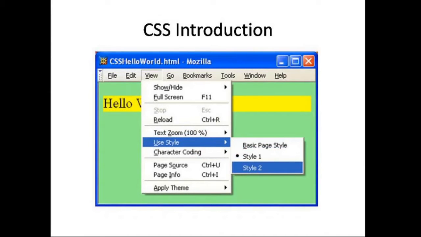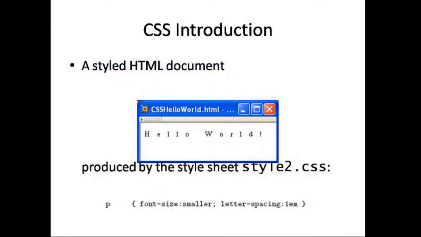Okay, and we also have some styles in the view section of our browser. For example, in this case it is Mozilla. So here we can also style by using basic page style, style 1 and style 2. Then a styled HTML document might look like this also, and it is produced by the style sheet 2.css.